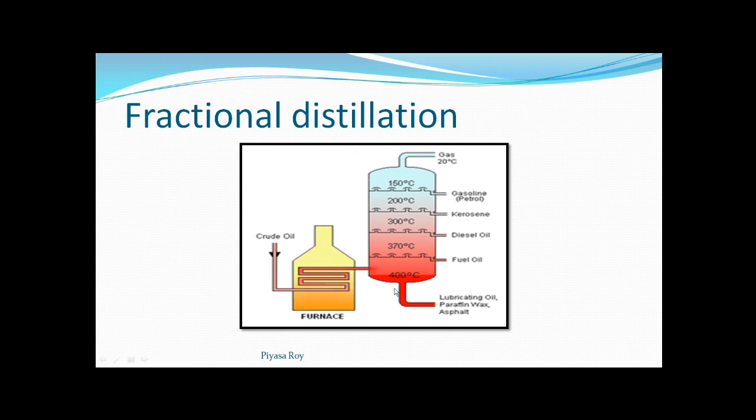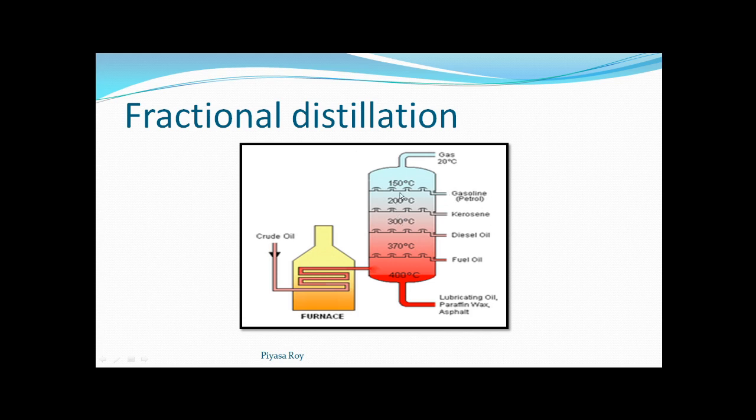Next, fractional distillation. This process we will be using for the liquid-liquid mixtures which are miscible. Miscible liquid-liquid mixtures, in this manner we can separate. Like in crude oil, many oils and many substances are there which are miscible. So to separate those, we have to use this fractional distillation technique. As different liquids have different boiling points, this property we will be using for separating these components of crude oil.